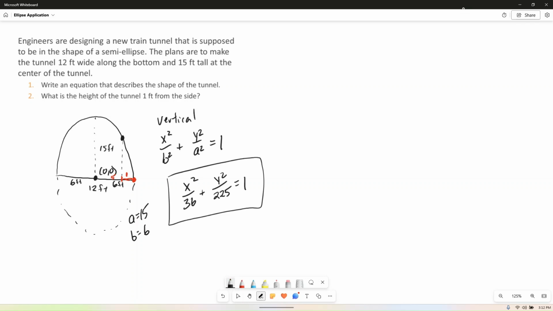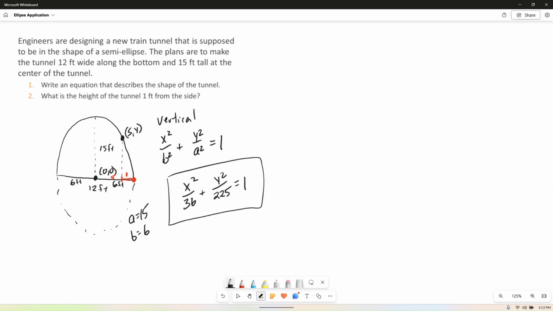Okay, and then we want to figure out the height. So the x coordinate for this point on the ellipse is 5, because it's 5 feet from the center and 1 foot from the outside, and the y value is what we need to figure out. Once we know the y value, that answers our question. Okay, so we're just going to take the 5 and plug it in for x, and we'll leave the y in there, and we're going to solve this equation for y.